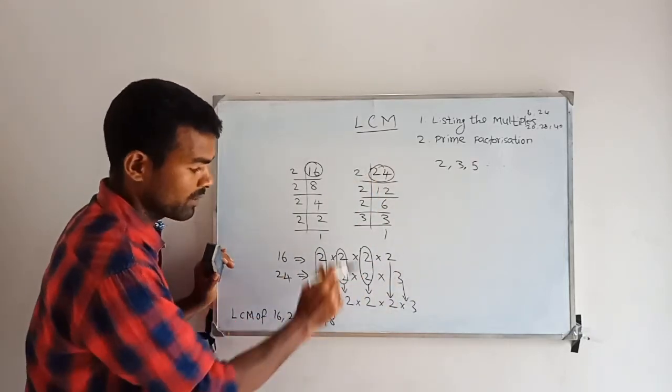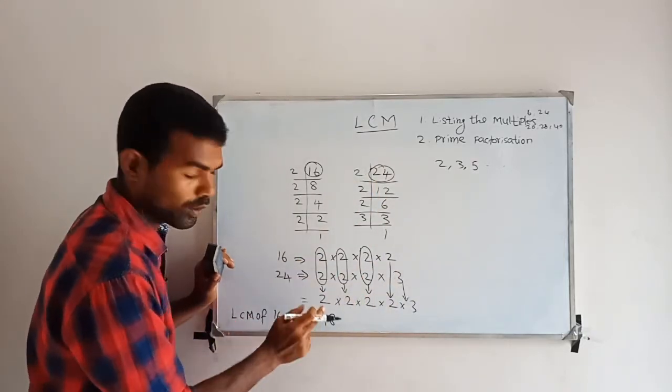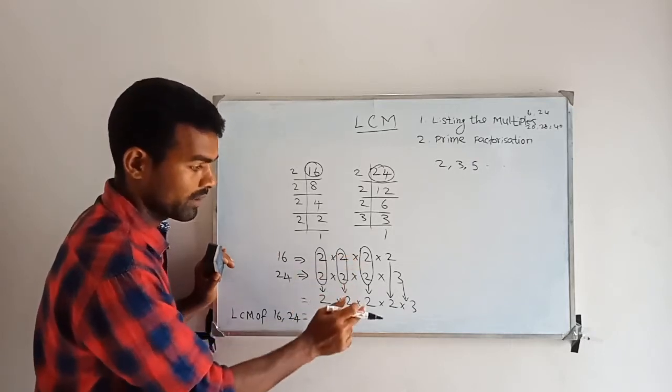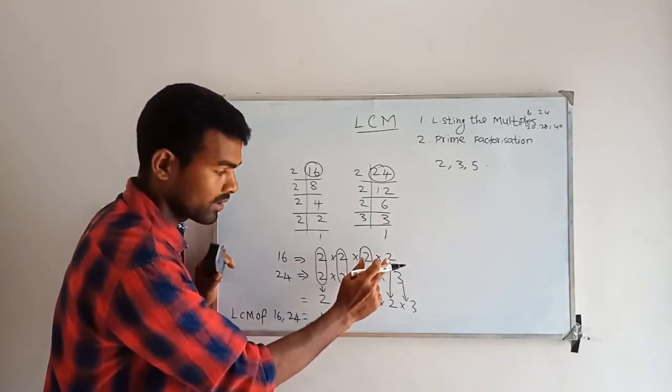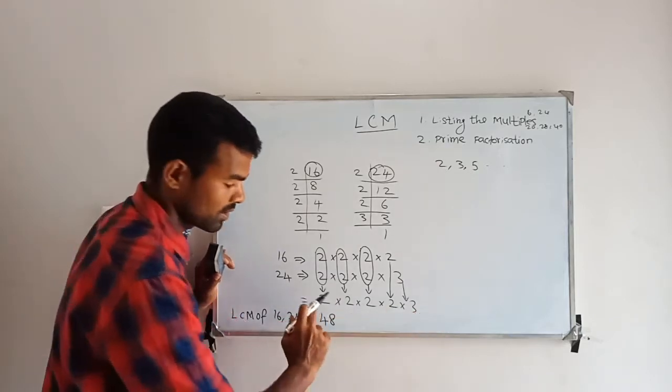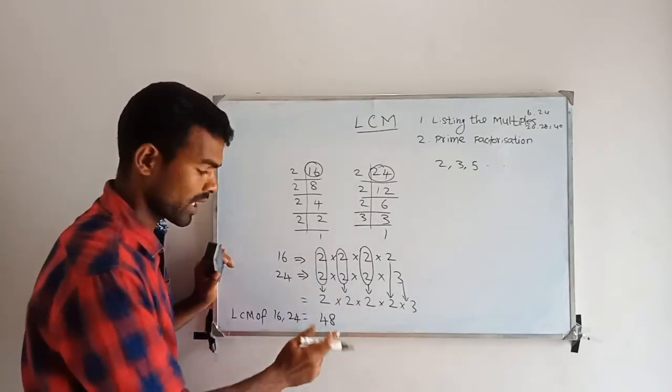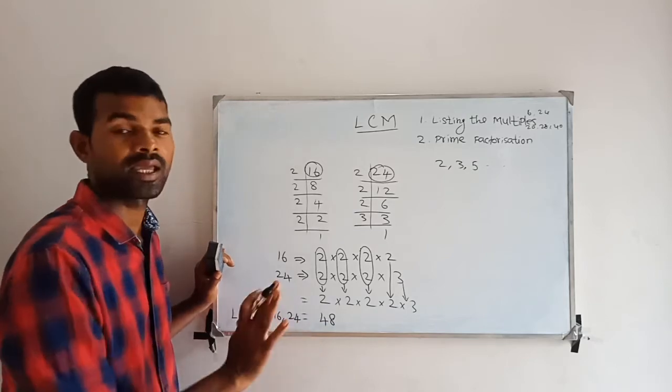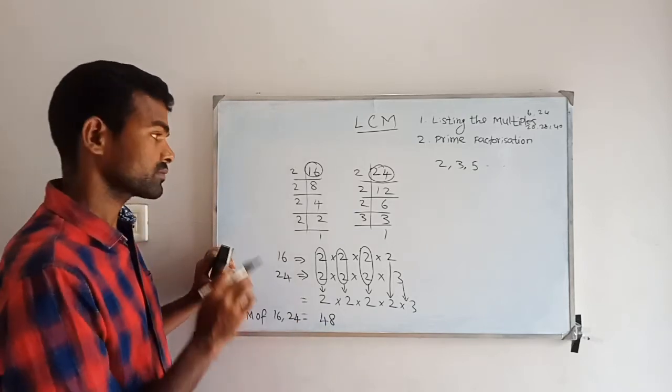Now find the common number. The common number, write 1 time. And whatever extra, that also write 1 time. At last multiply the last row, everything multiply, and that is the answer. That is the LCM.